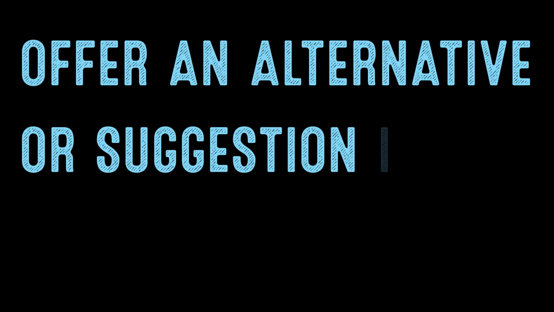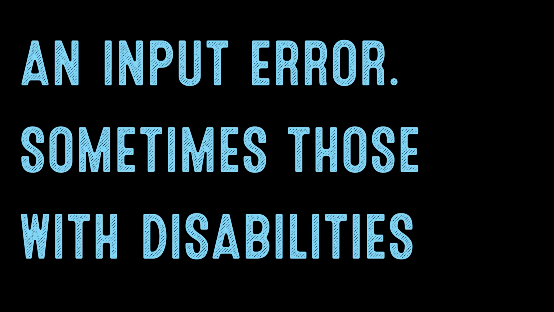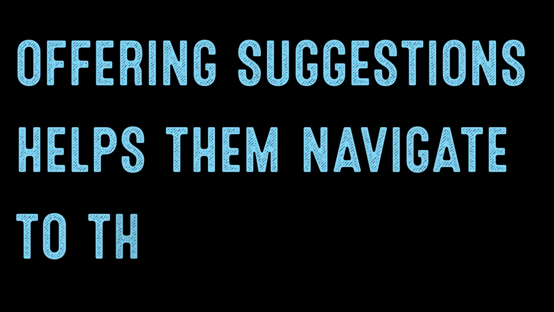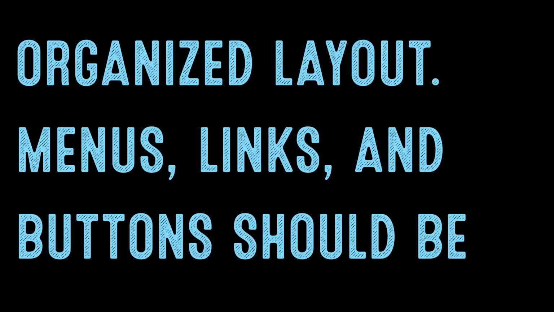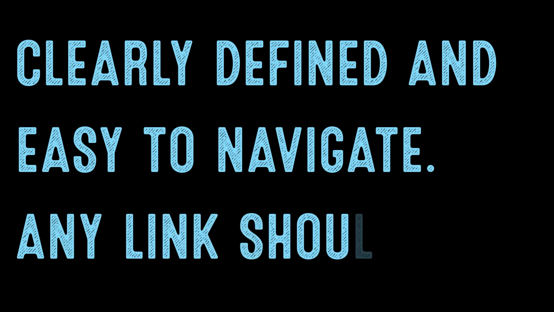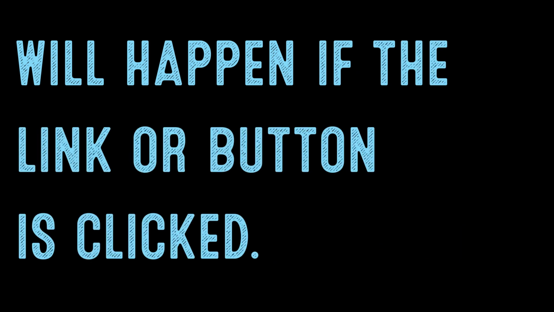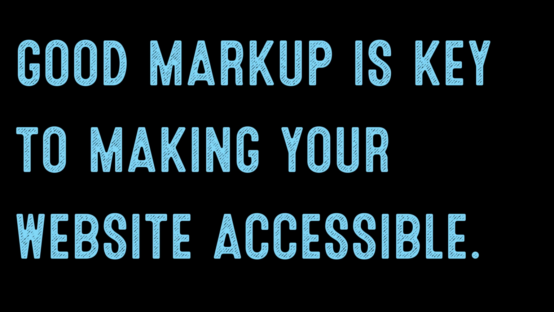Offer an alternative or suggestion if a user encounters an input error. Sometimes those with disabilities encounter errors when trying to navigate your site. Offering suggestions helps them navigate the content. Make sure your website has a consistent and organized layout. Menus, links, and buttons should be clearly defined and easy to navigate. Any link should be clearly labeled with descriptions that tell the user what will happen if the link or button is clicked.